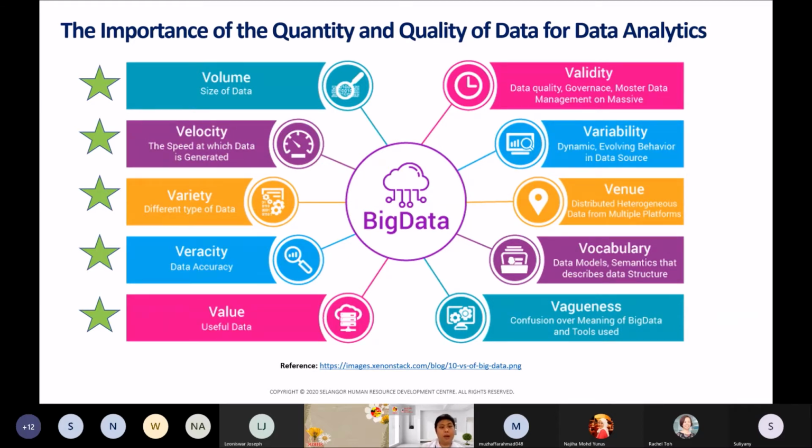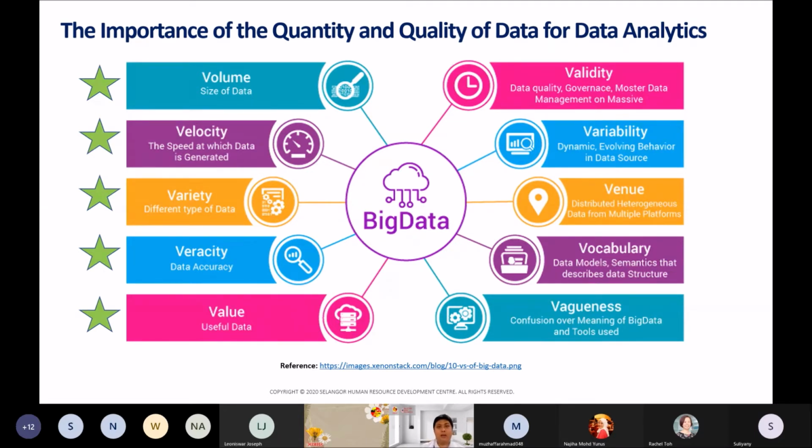Velocity, that means the speed of where your data is generated. That means you cannot collect data like, okay, today I collect, tomorrow I don't collect, next week only I collect another data. No, right? It needs to be a standardized velocity, right? It's a fixed speed of how your data is collected.